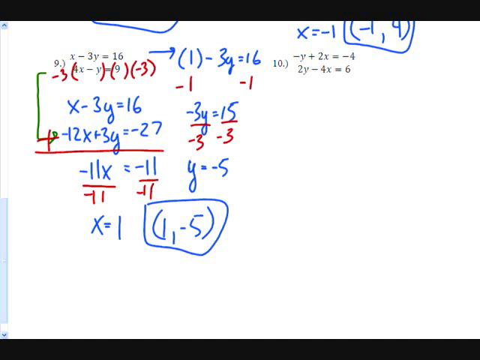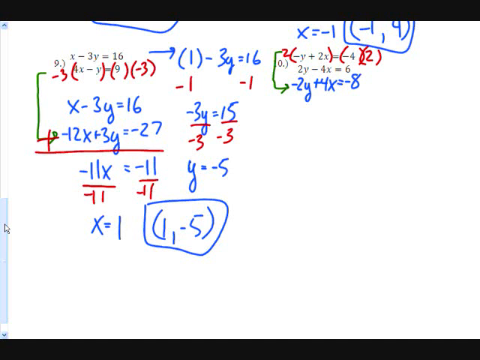For number 10, this is set up pretty nicely for me. I just have to multiply the first equation by something. I'm going to get additive inverses in front of the y's, so I'm just going to multiply the first equation by a -2. See, it already had the signs the way I wanted them. One was a positive, one was a negative. The second equation stays the way it is. The first equation, when I multiply it by the -2, becomes -2y plus 4x equals -8.